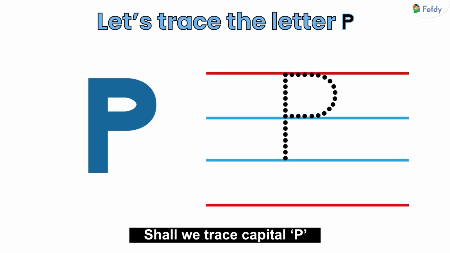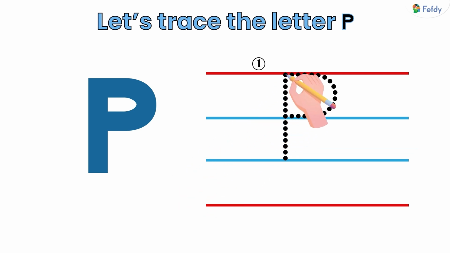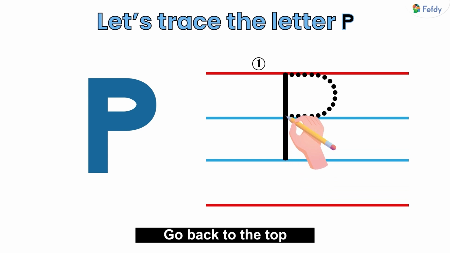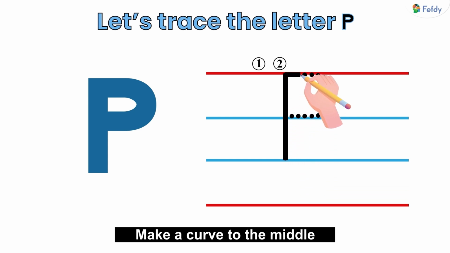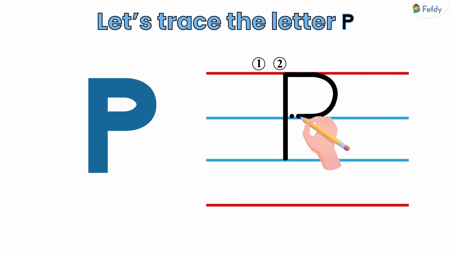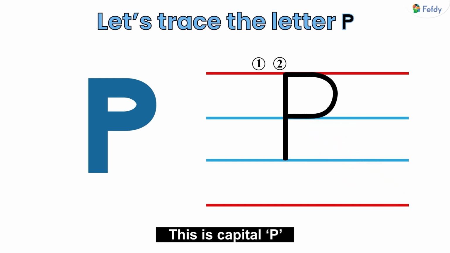Shall we trace capital P? Start at the top. Draw a straight line down. Go back to the top. Make a curve to the middle. This is capital P.